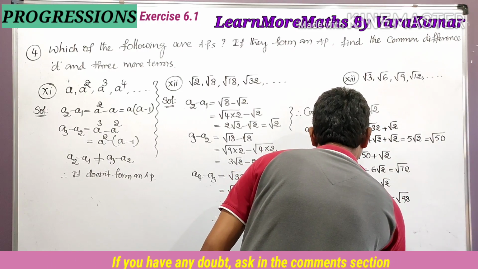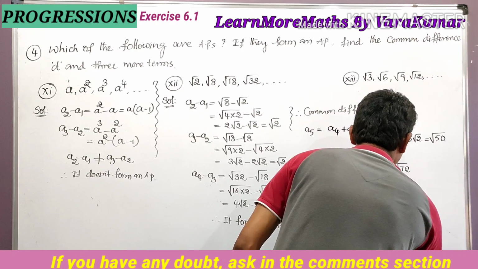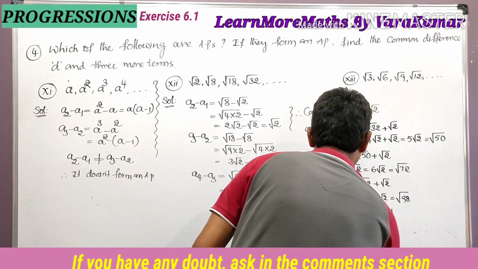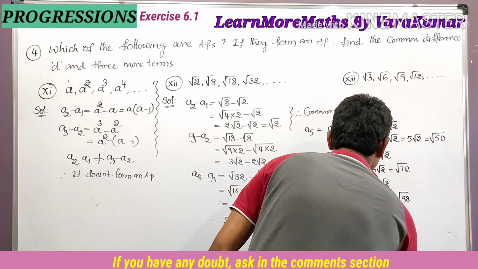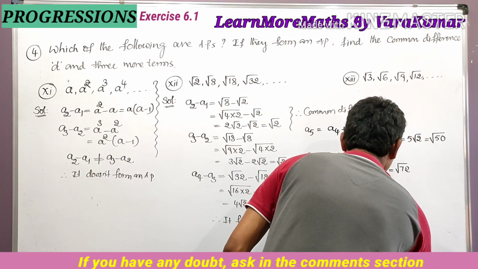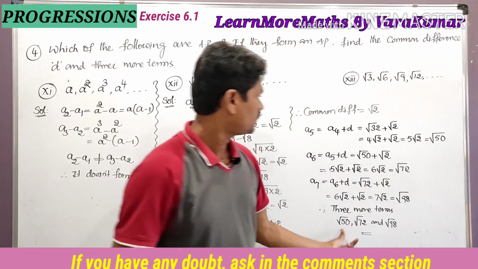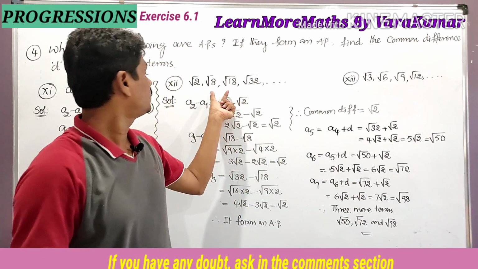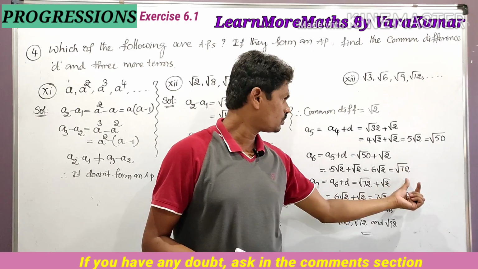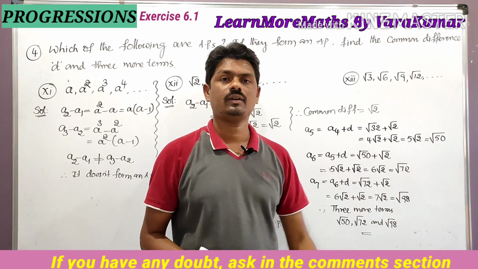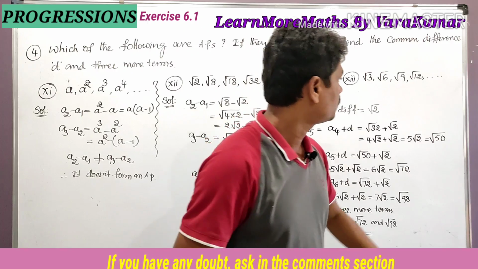Therefore the 3 more terms are root 50, root 72 and root 98. So these are the 3 more terms in the 12th problem, student. This is the 12th bit, and next we have to solve the 13th bit.